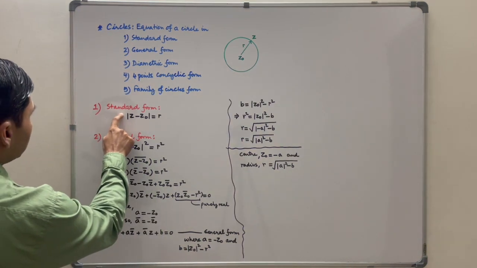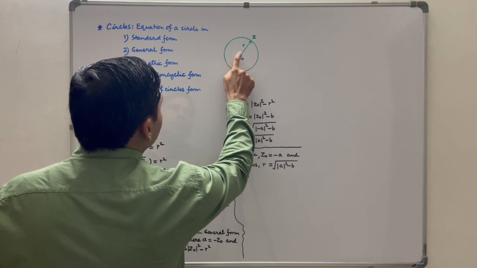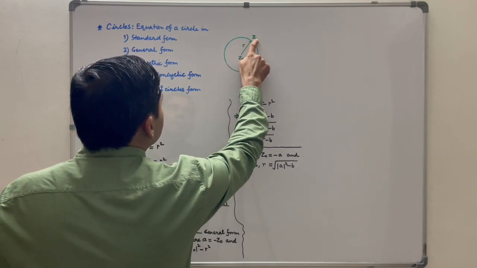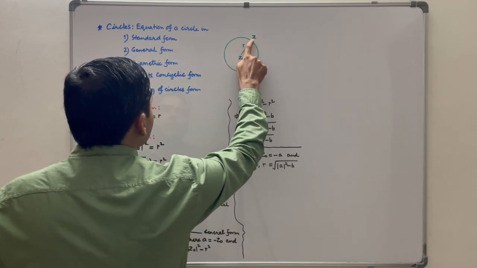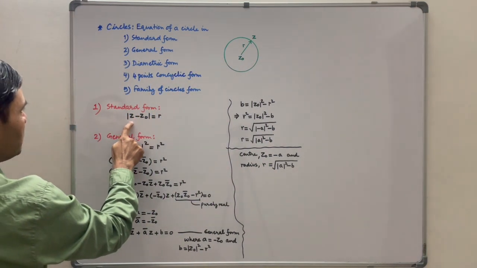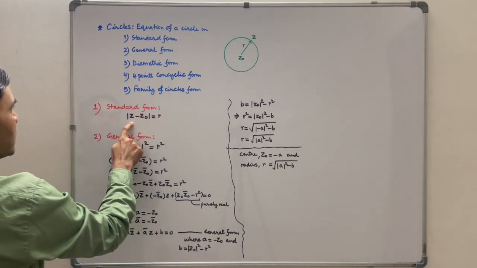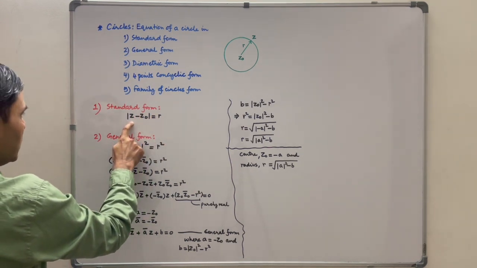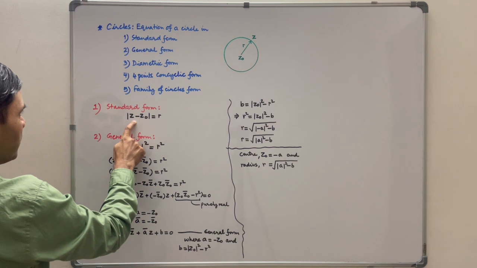First one, standard form. Consider a circle with center Z0 and radius R. Z is any general point on the circumference. So we can write mod Z minus Z0 is equal to R. This is known as the standard form of the circle. Second one is general form. We can derive general form from the standard form.